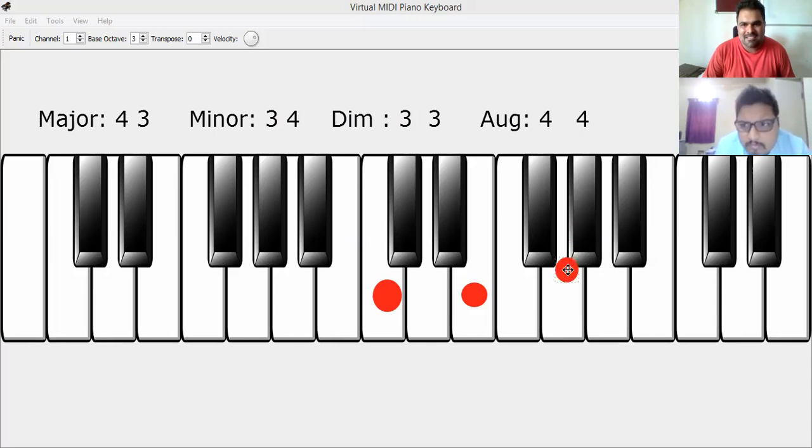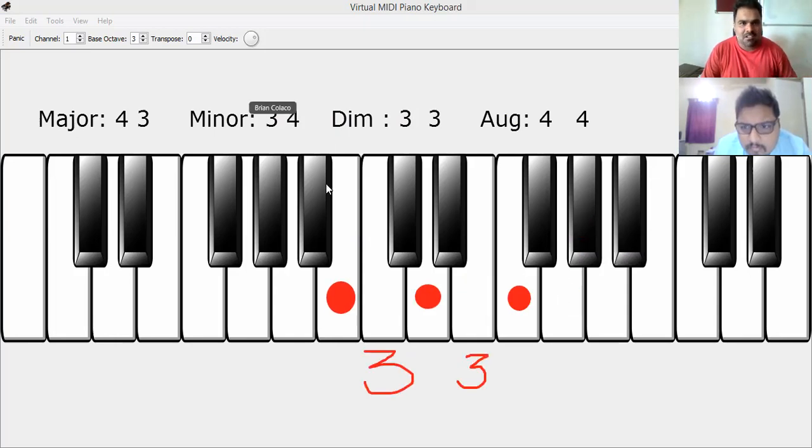Yeah, so that was your B diminished, right? Okay. Now, you understood these four triads: major, minor, diminished, and augmented. Yes. Okay, lovely.